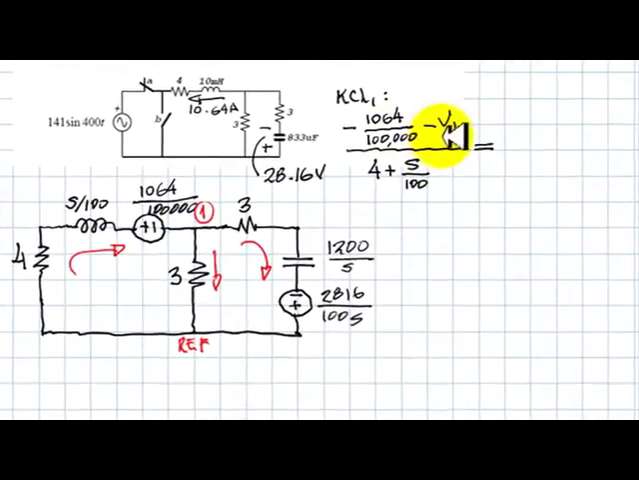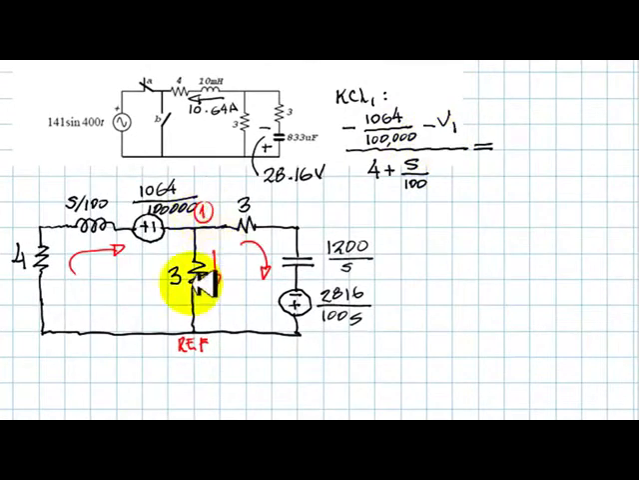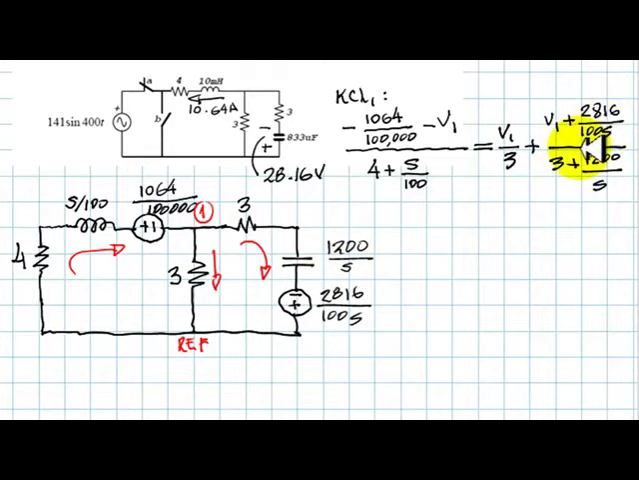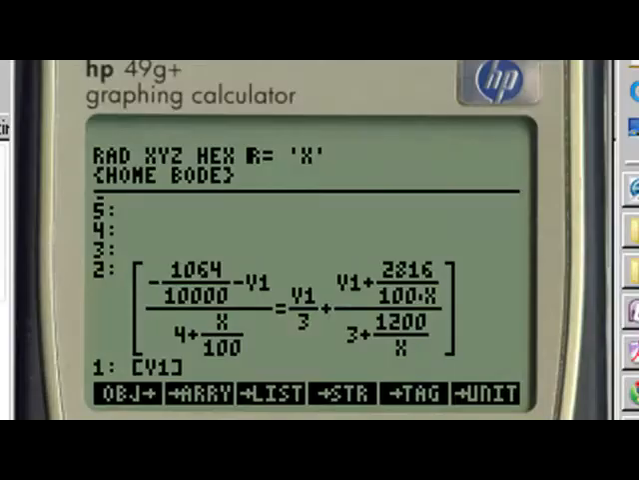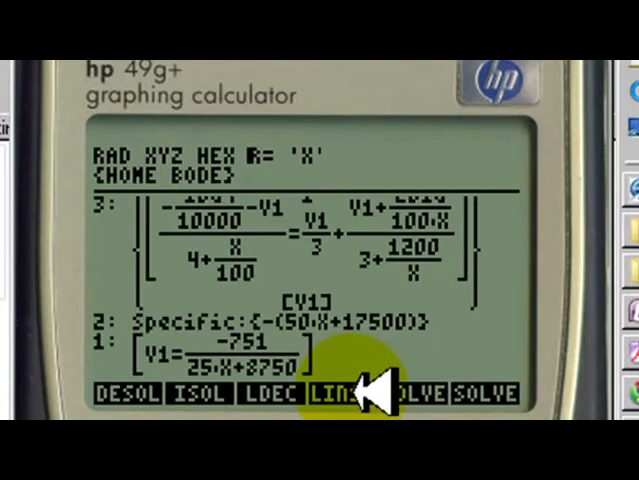And that is equal to the current in this branch, V1 over 3, plus the current in this one, which is V1 plus the value of this source plus 3 divided by this impedance. Like so. We have an equation, and we can find V1 in the Laplace domain. Let's do that. I have entered the equation but using x instead of the Laplace domain variable s, and I am about to solve for V1, linear solver. That is V1 in the Laplace domain.